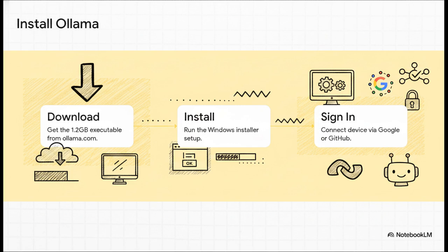To actually connect your device to Ollama's available cloud-based models, you will need to complete a quick mandatory sign-in step using either a Google or GitHub account. Once you see "device connected successfully," you are ready to roll.